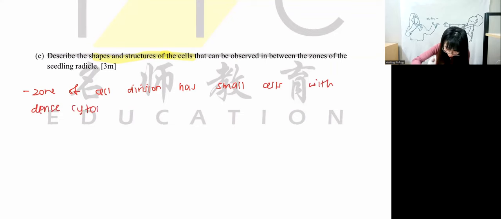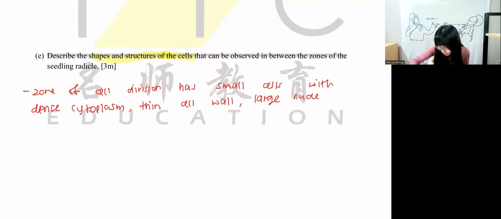So you can say zone of cell division has small cell with dense cytoplasm, thin cell wall, large nuclei, no vacuole.